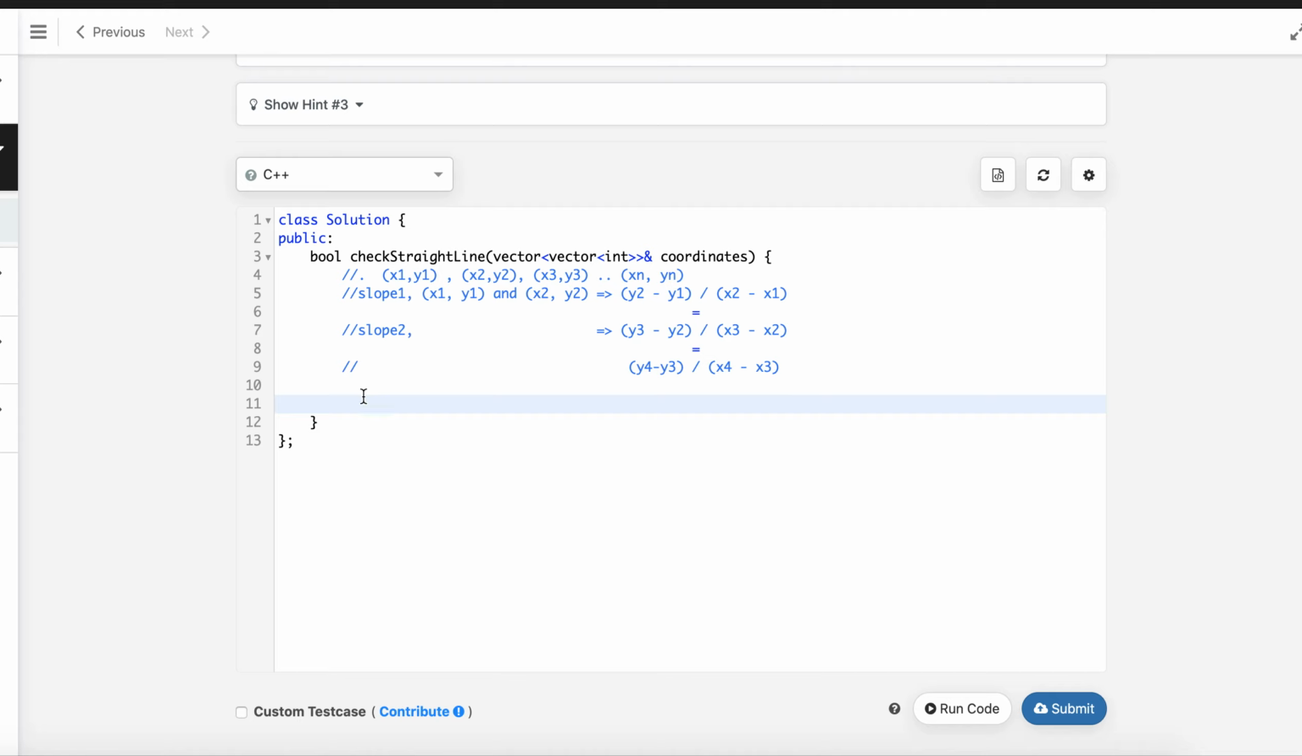So let's begin. If we do this, then our complexity will be just iterating over every given point. So time complexity is big O of n, where n is the number of points, and space complexity is constant because we are not using any extra space.